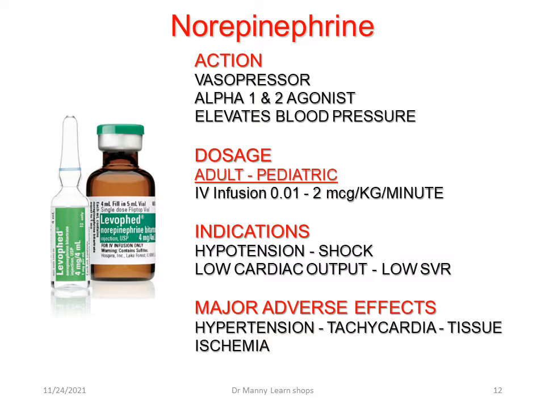and policy. The indications for norepinephrine are hypotension, shock situations, low cardiac output with a low systemic vascular resistance. And the major adverse effects will be hypertension, tachycardia, and possibly tissue ischemia if you're using a peripheral vein to infuse this medication. So norepinephrine, epinephrine, and dopamine really should be given via a central vein.